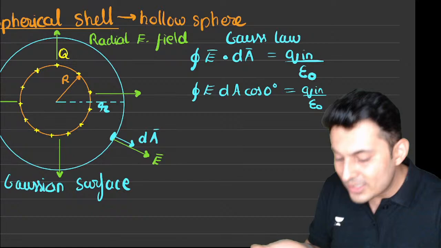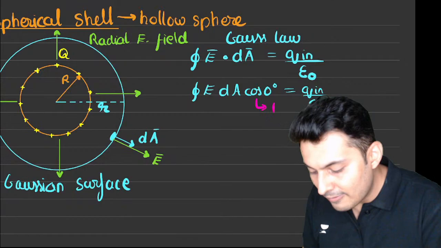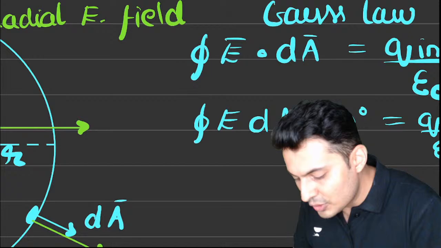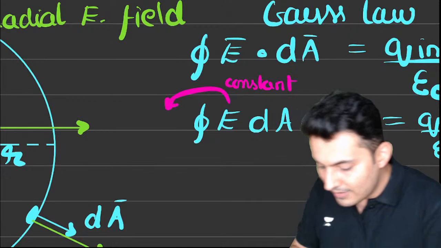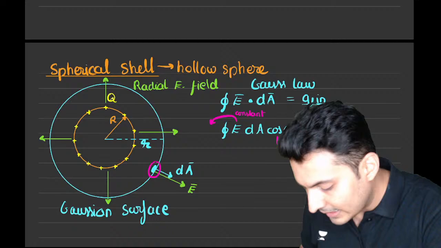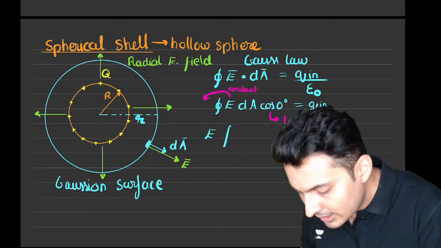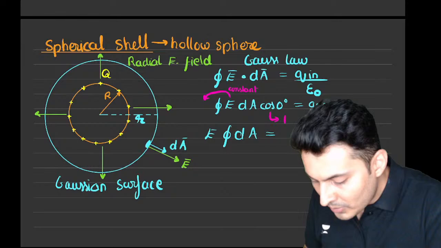Cos of 0 is basically 1. And electric field is a constant. So I can just take it outside. Electric field is same everywhere, whether you go here or here or here or here. Every place the electric field is same. So I can just take it outside the integration. So it will just become E integration of dA, cos 0 is 1, is equal to inside charge by epsilon naught.